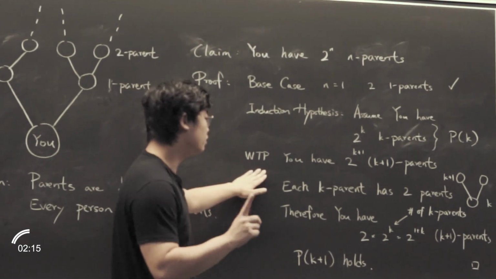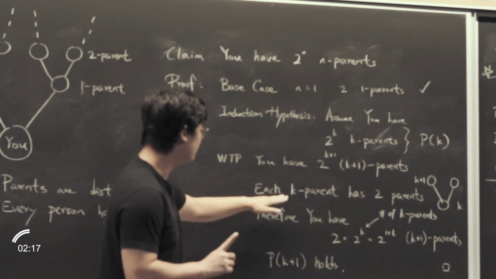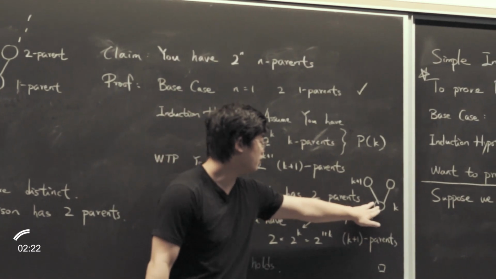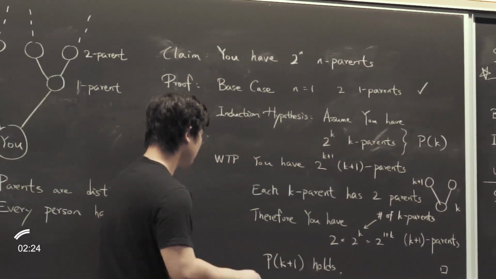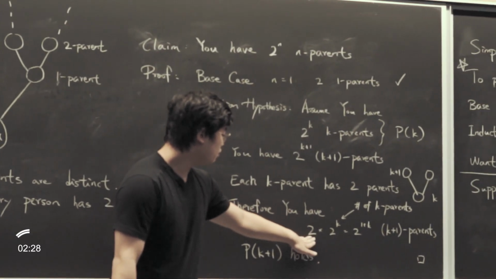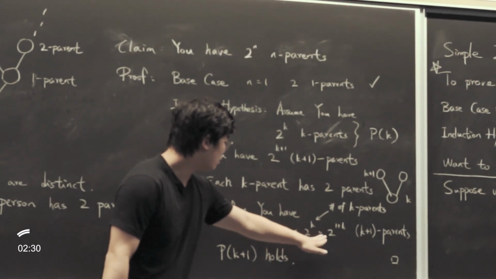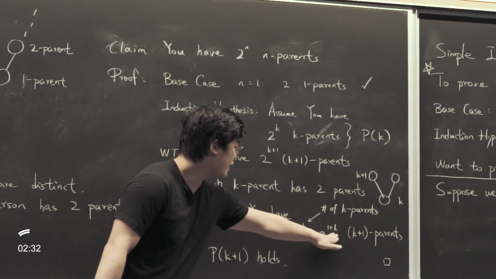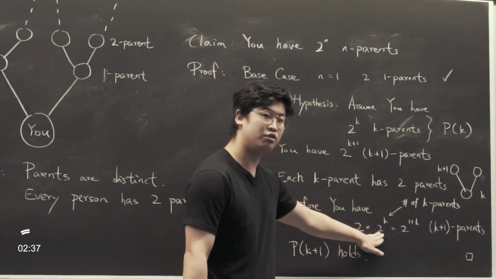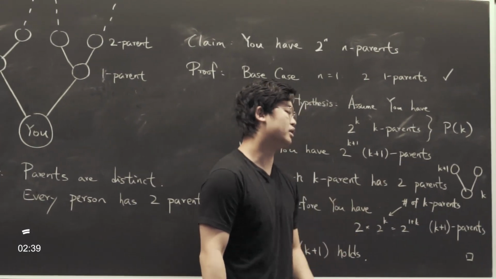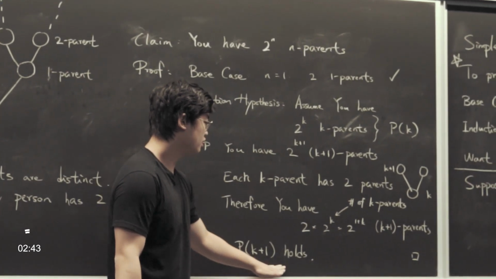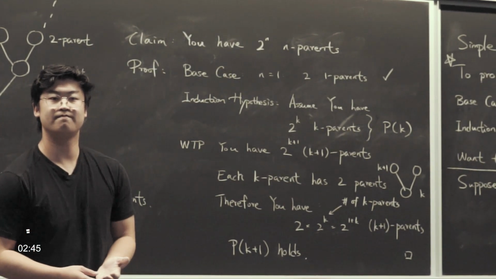The one observation we have to make that is important is that each k parent has 2 parents, as you can see here from this diagram with the assumption. Therefore, based on that, we can say that you have 2 times 2 to the power of k, which is equal to 2 to the power of k plus 1 parents. And the reason is that we know that you have 2 to the power of k number of k parents. And therefore, by this logic, we know that P of k plus 1 holds. Thus completes our proof. Amazing.